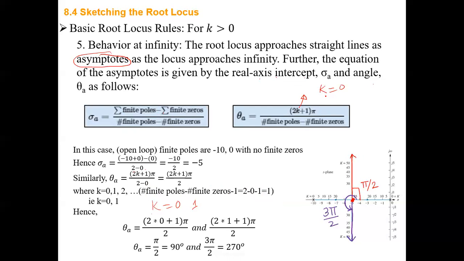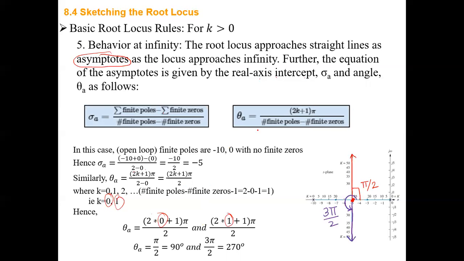Okay, by the way, this k is 0 and 1, meaning there are 2 asymptotes. That's how you say it. Because you have 2 values of k, you have 2 asymptotes. So let's see whether we have 2 asymptotes or not. So your k is 0 and 1. Let's put k equals 0 here and k equals 1 here.